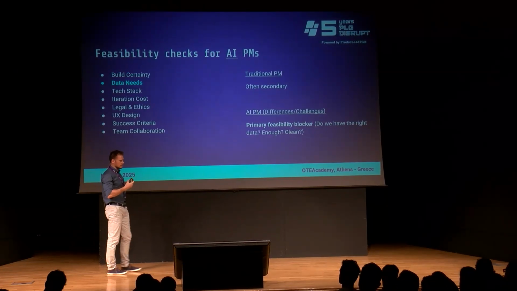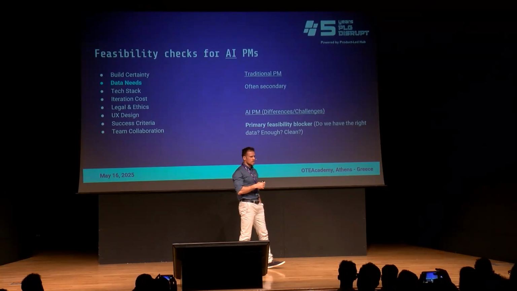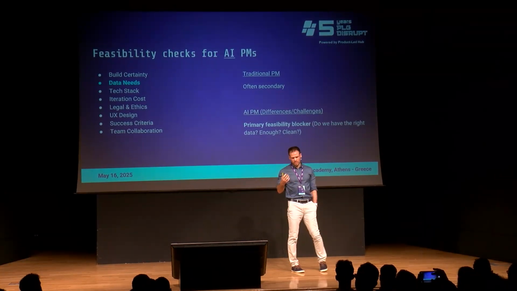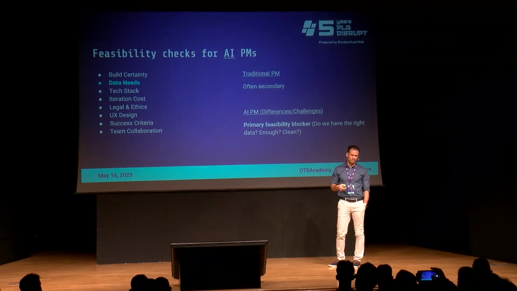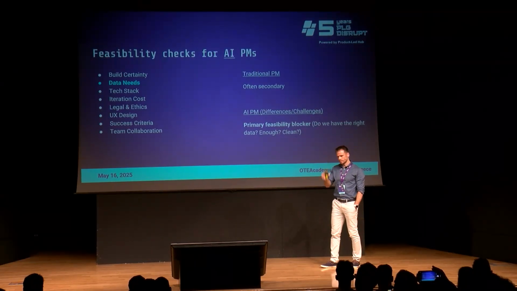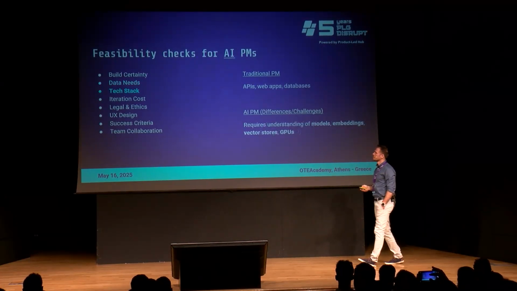You have the data needs. Usually, a traditional PM might have some data. Right now, of course, we are all data-driven, decision-driven based on data. But for the AI PM, if you don't have the data, you have nothing. So it's like a zero-day blocker. You have the tech stack.